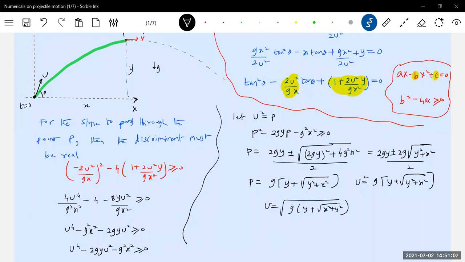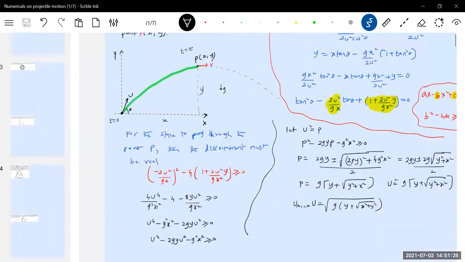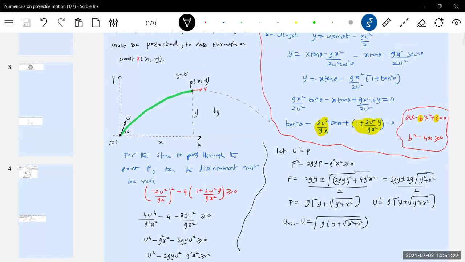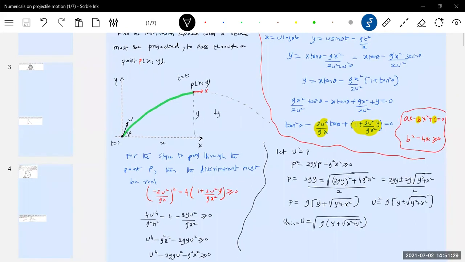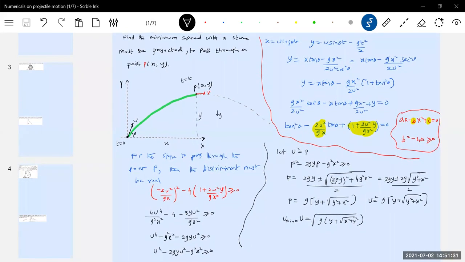This I'll call the minimum speed. If you project with a speed greater than or equal to this, it is going to pass through that point. If you project at a speed less than this, it will not pass through that point. This is very important, more than the derivation. So I request everyone to remember this particular formula. It is similar to range. How we had an expression for range, no? This is also one of the very important conditions for us.